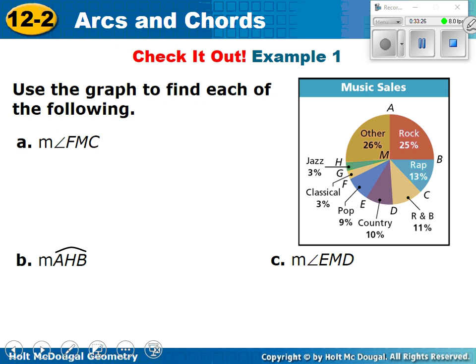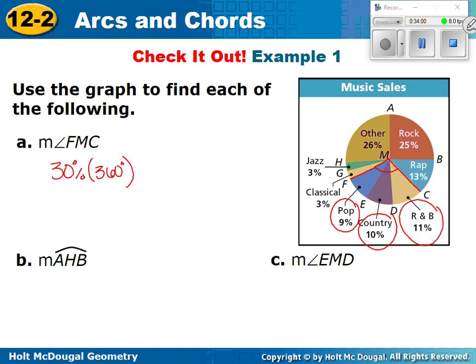They wanted you to find an angle, an arc, and an angle. And you had to be able to pick out what were the sections in the picture. So FMC. Start at F, go to M, and then go to C. We're looking at angle FMC. So what 3 categories did you have to add together? Pop, country, and R&B. What do those 3 add to be? 30. So you want 30% of the circle, which is how much? 108. Questions on A?